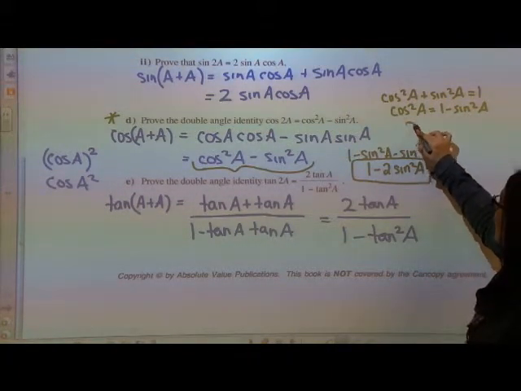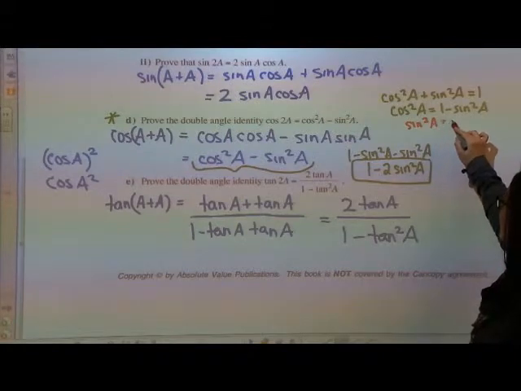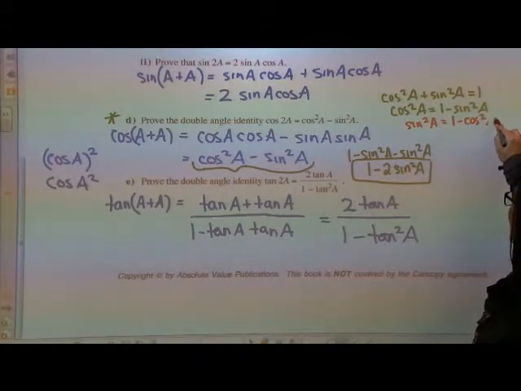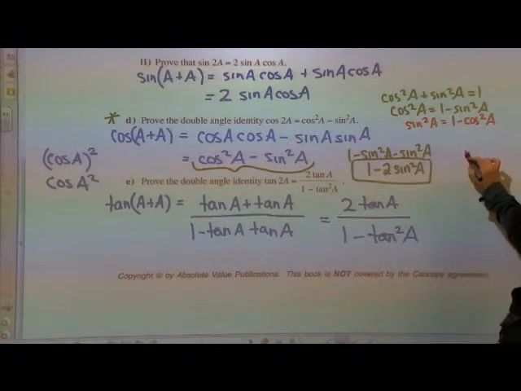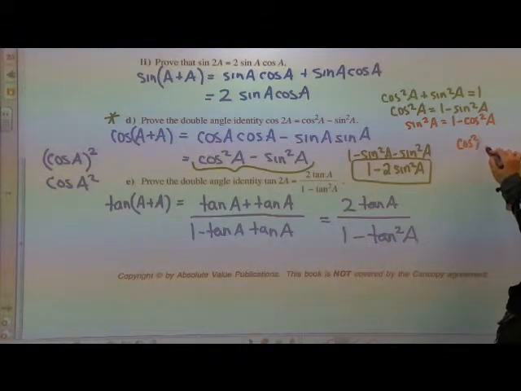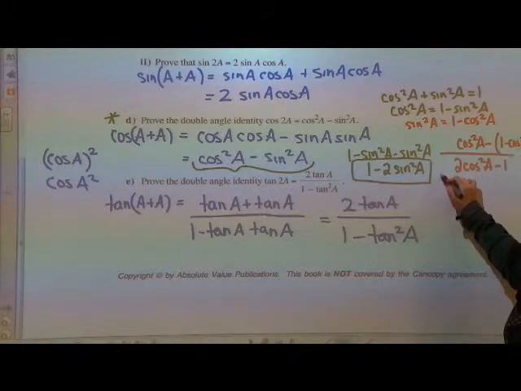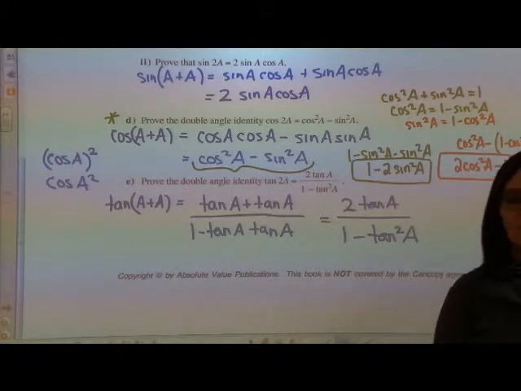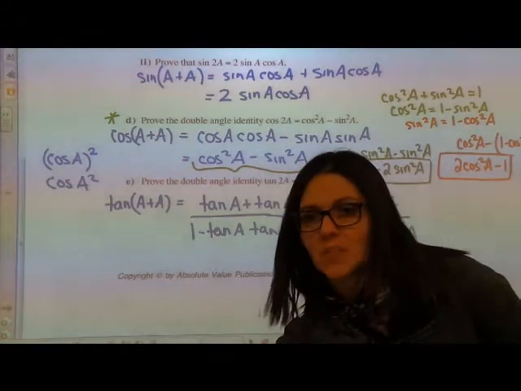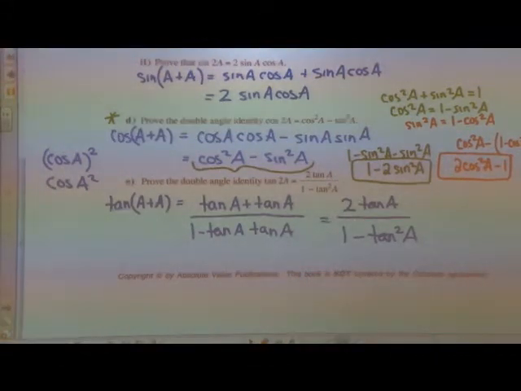If I isolate for sine squared A and get 1 minus cos squared A, I get cos squared A minus 1 minus cos squared A. The 2 minuses give me a plus, and I get 2 cos squared A minus 1. So if you flip onto the next page, that's outlined on the next page.